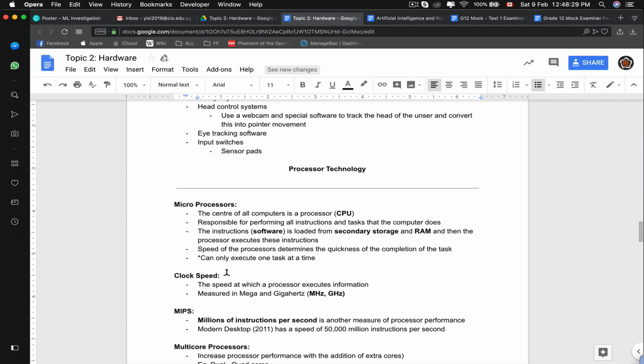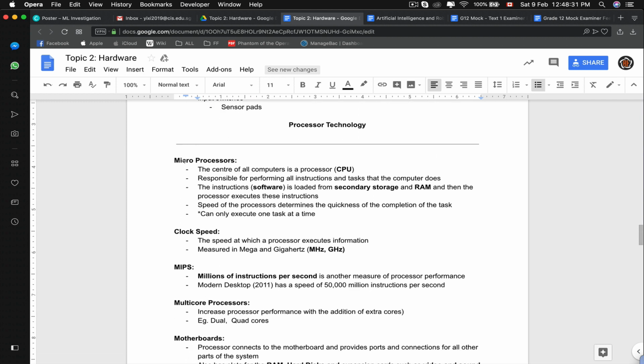Now we have processor technology. We have microprocessors, so basically what's in your CPU. Every computer has that. So they're responsible for performing all instructions and tasks that a computer needs to do. They are calculated in MIPS, millions of instructions per second, and their clock speed is counted in megahertz or gigahertz. Commonly, we are counting it in gigahertz in the 20th century because that's kind of like the standard. If you don't have a gigahertz in your processor, you're running a really old computer.